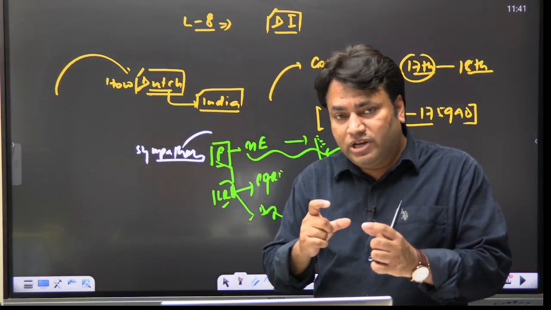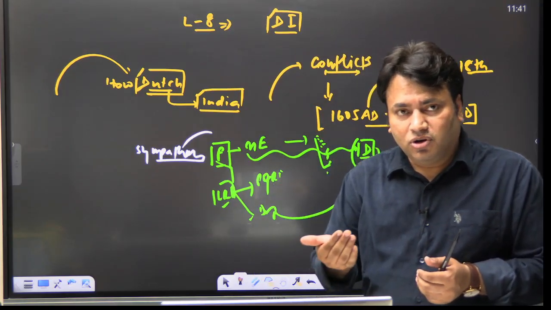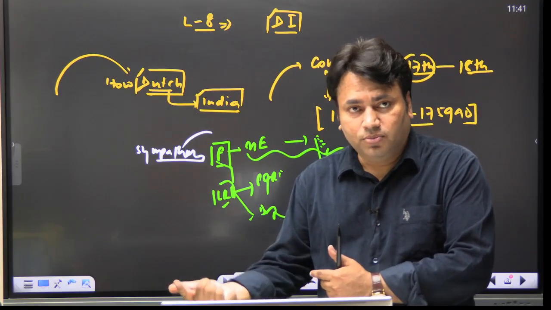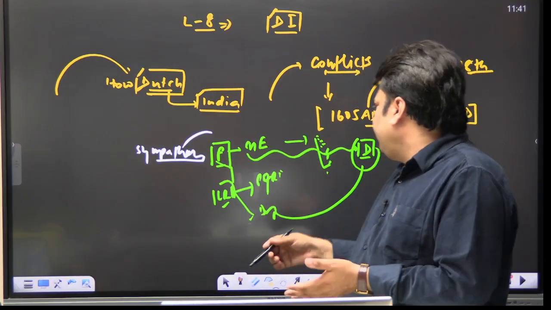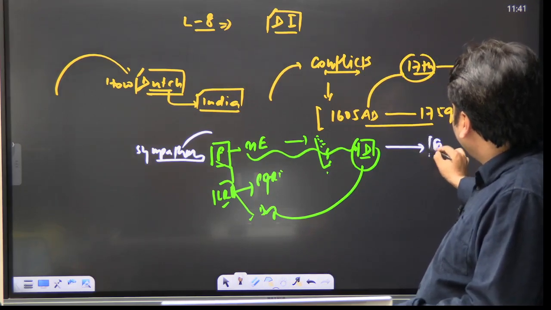So Dutch will have to use a diplomatic method. They will have to get support of some, and they will have to fight with some Indian groups. Okay, so the Dutch will do this, but at the same time we see the third important counterpart, that is the British, also came to India.